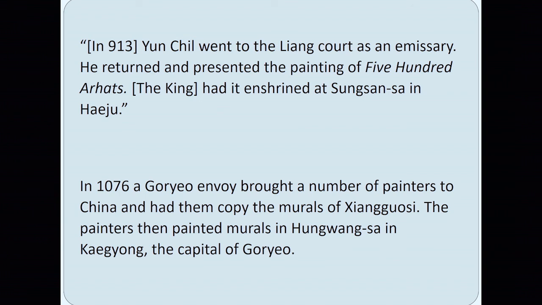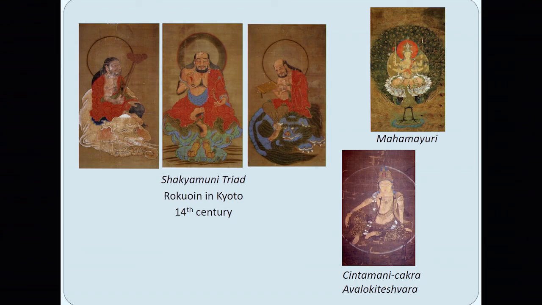Another frequently cited record tells us that there was a Korean envoy who brought a number of painters to China. So these are Korean painters who were traveling to China and had them copy murals at Xiangguo Si in 1076. The painters then painted murals when they got back to Korea on the walls of a Korean temple in the capital of the Goryeo kingdom.